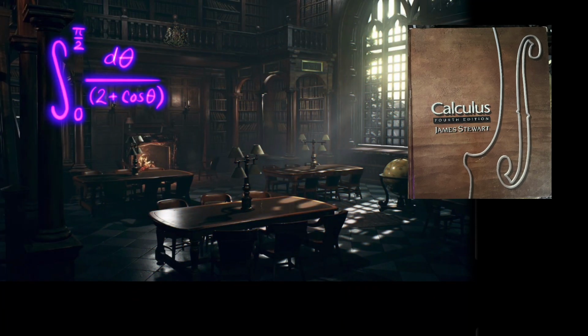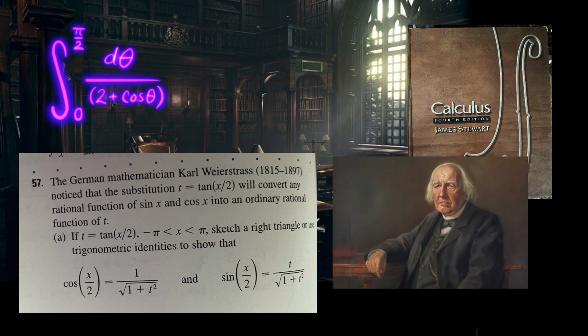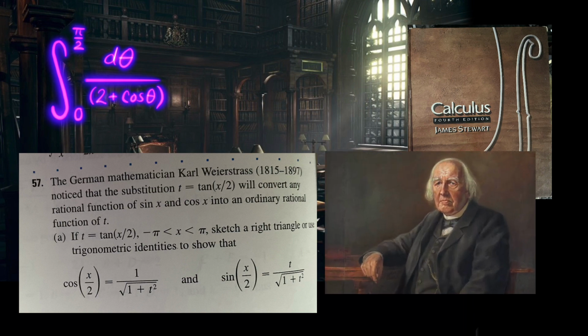It was suggested in James Stewart's calculus that Karl Weierstrass was the first one to use this clever substitution that takes rational functions of sine and cosine and turns them into ordinary rational functions of t, making them easier to integrate. Unfortunately, he wasn't the first one to do this. However, it now bears his name.